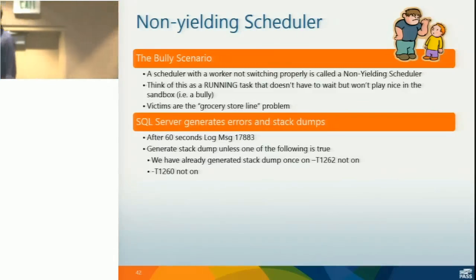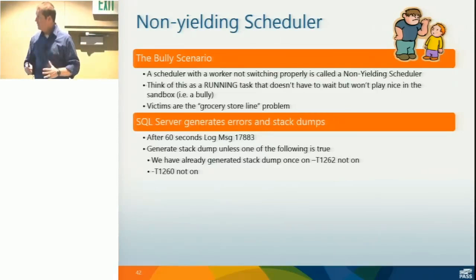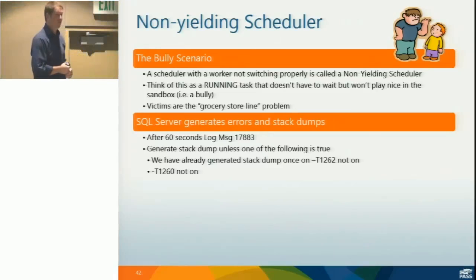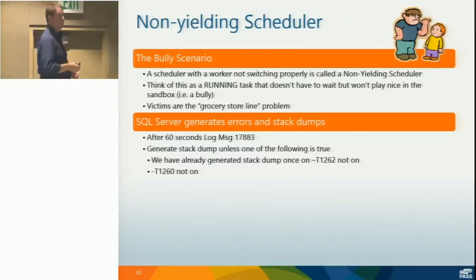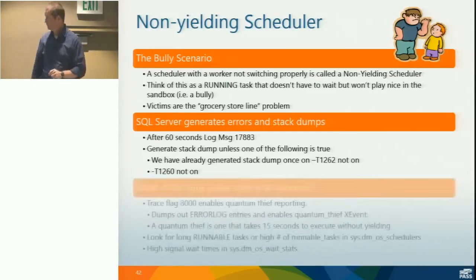Then what I'll do is generate what's called a stack dump. You've probably seen that in the error log. But I will only do that the first time for the life of the process, unless you have trace flag 1262 on, which says dump it every time you run into it. Then you have another trace flag, 1260, that says don't ever do it. Okay? So if you want to disable it altogether, you can use 1260. If you want it done all the time, use 1262. If you want it only one time, just leave the default.